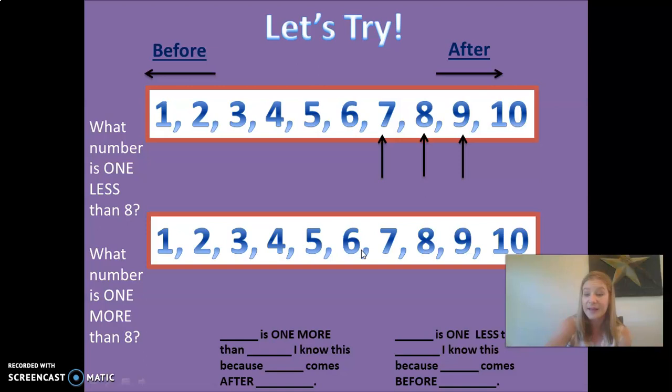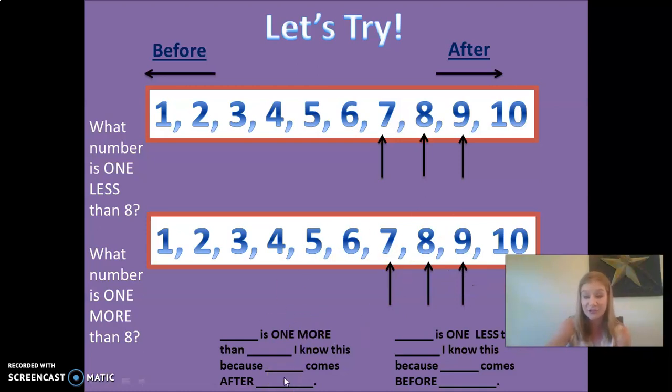Instead of looking for one less, I'm going to challenge you now to find one more. So what number is one more than 8? We're still looking at the number 8, and we said the numbers that came right before were 7 and the number that came right after was 9. So if a number is going to be more or bigger than the number 8, one more needs to be on this side after the number 8, to the right of the number. 8's here, after's over here. The next number that's right next to the number 8 is 9. So I know that 9 is one more than 8.